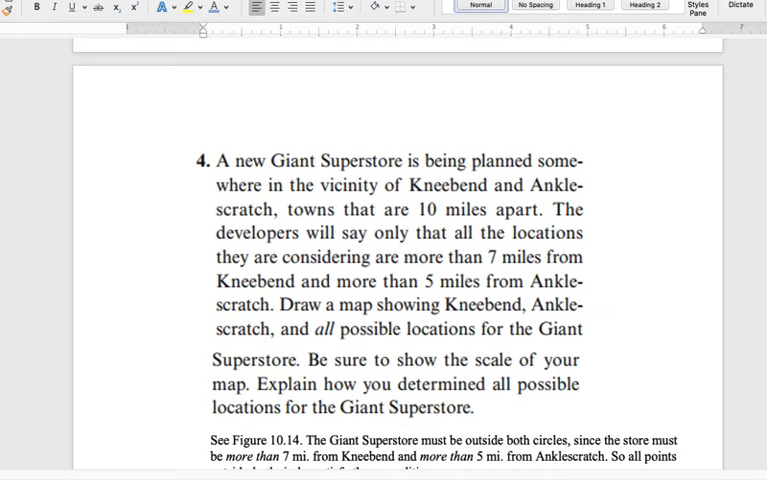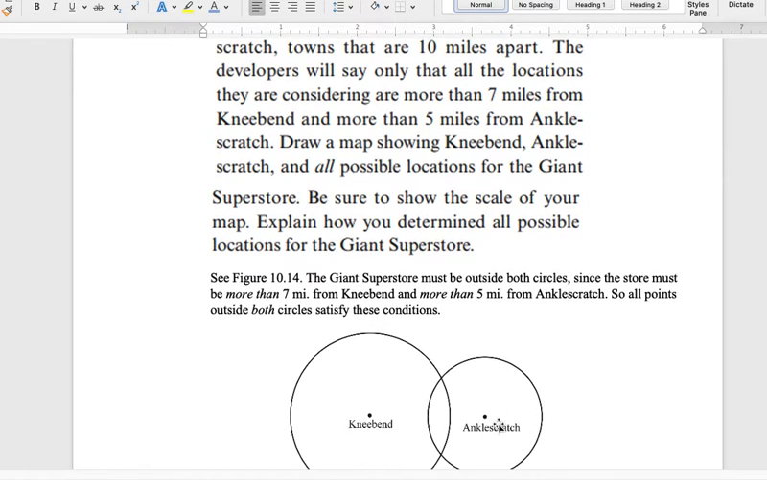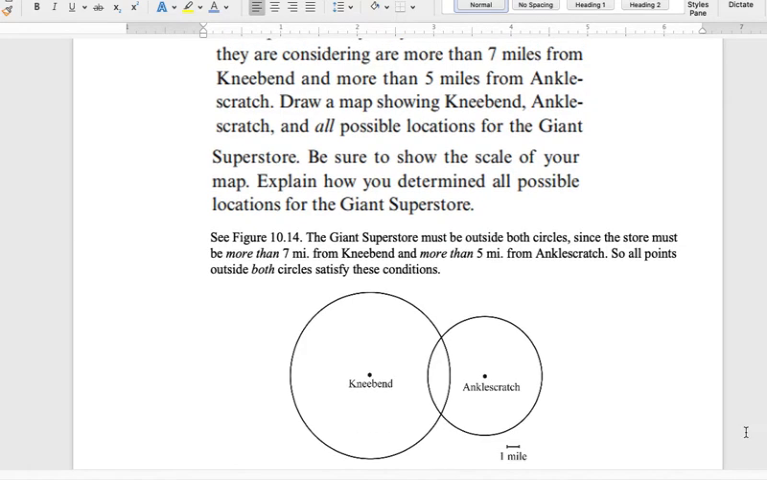Okay, we have a store. They're 10 miles apart. So we draw the two stores 10 miles apart. Developers will only say that all the locations they are considering are more than 7 from Knee Bend. So draw a radius of 7 around Knee Bend, and more than 5 miles from Ankle Scratch. So draw a 5 radius around Ankle Scratch. Show all possible locations.